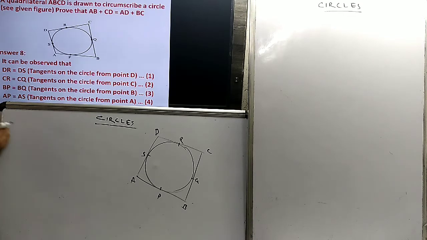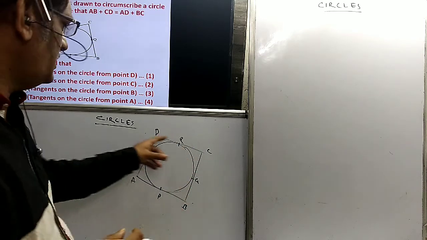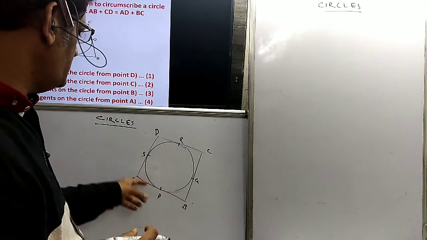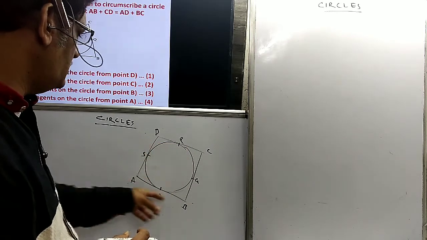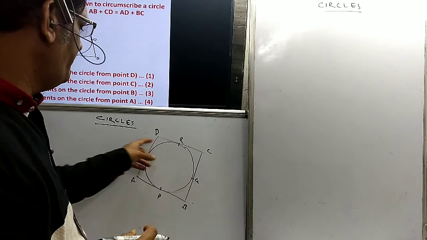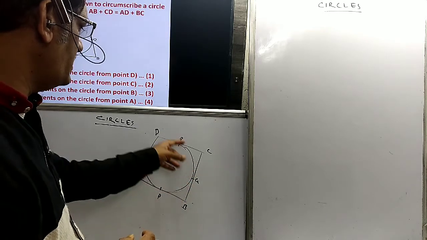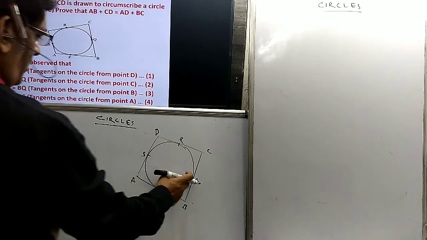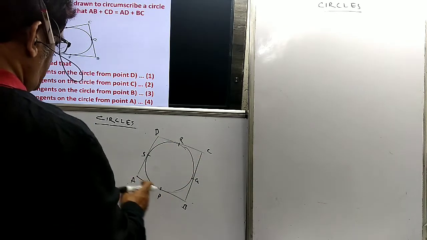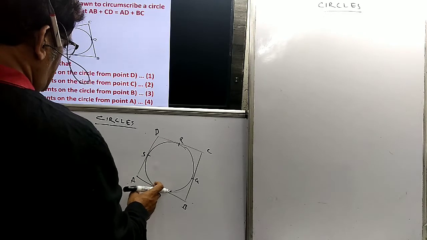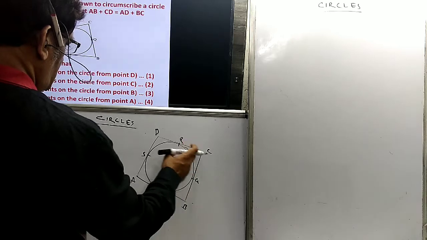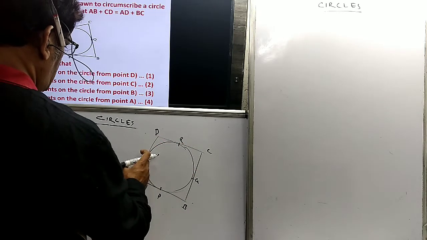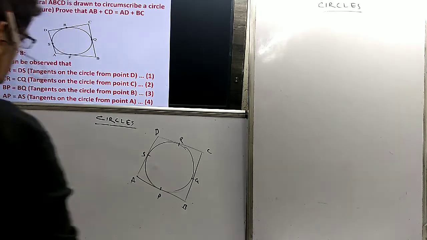Now listen, what is given in problem number 8? Quadrilateral ABCD circumscribes a circle, which means the circle lies in the interior of the quadrilateral, touching each side at a single point. AB intersects the circle at P, this side at Q, CD at R, and this one at S.